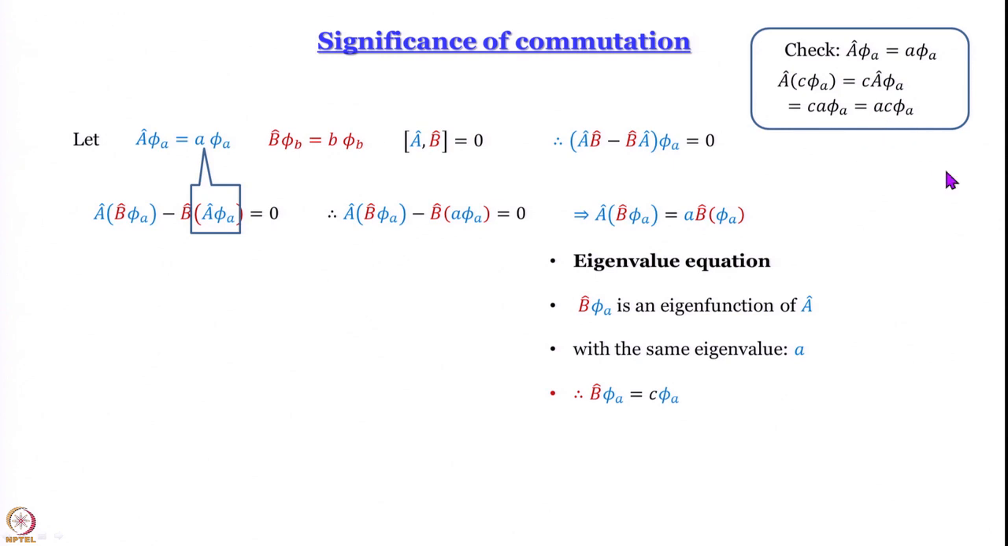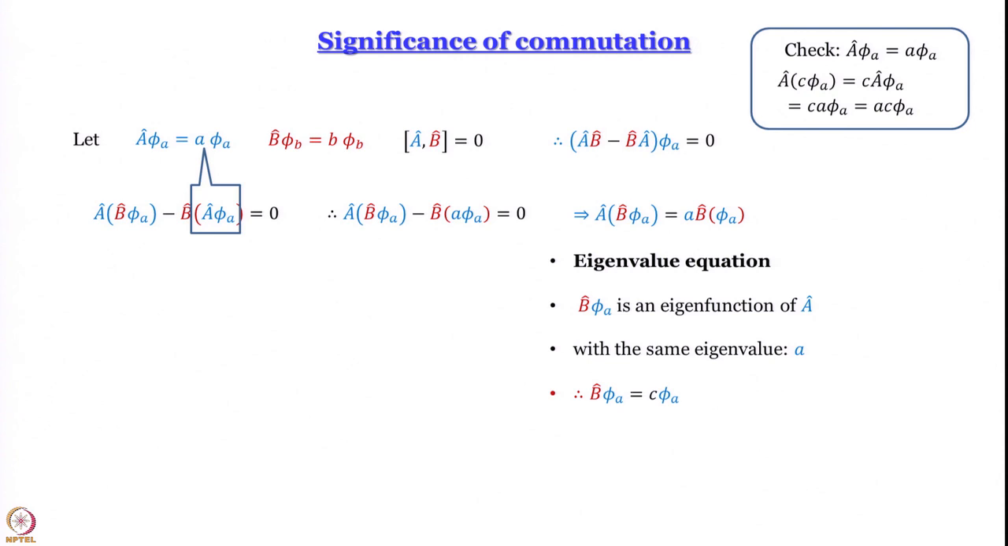Okay. So, you get this since you have the same eigenfunction. You see, C phi A has the same eigenvalue as phi A itself for the A hat operator, and that is what holds exactly for B hat phi A. That is why it is abundantly clear that B hat phi A is equal to C phi A.